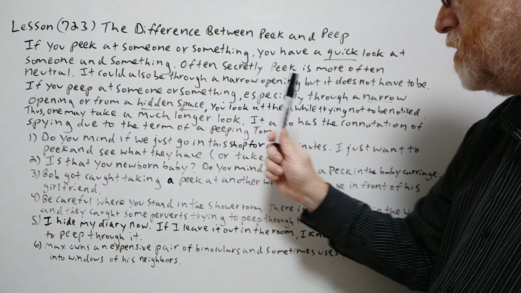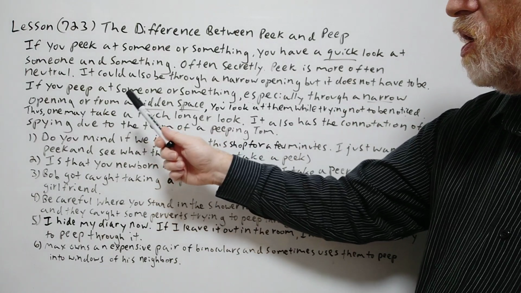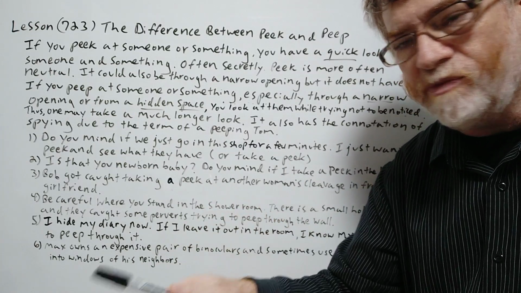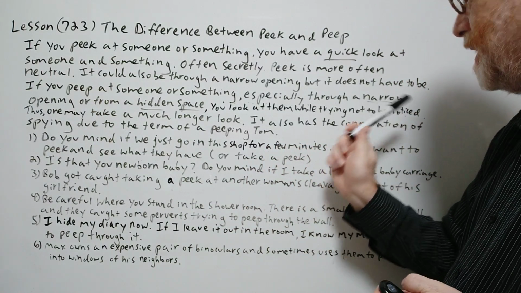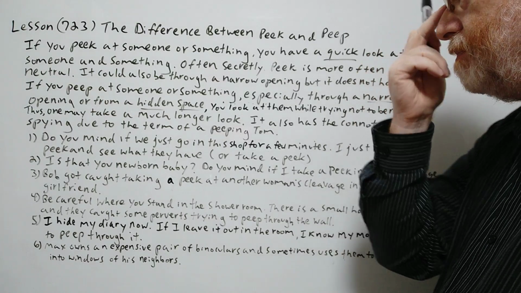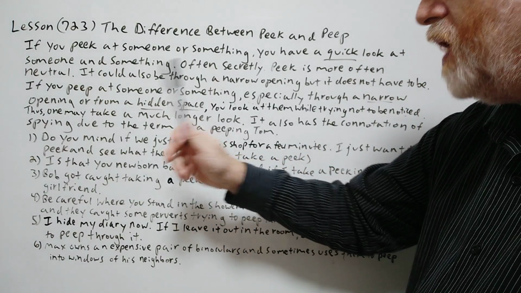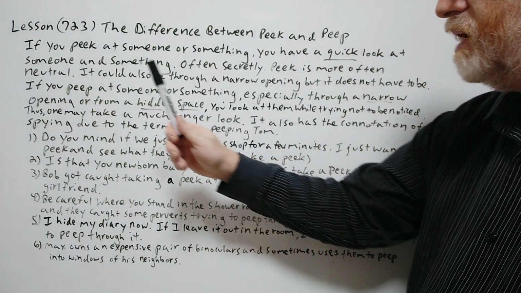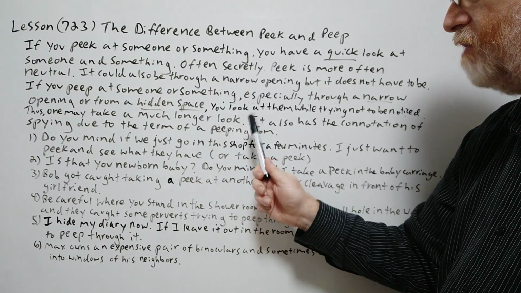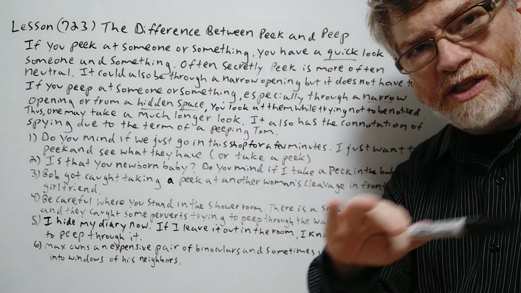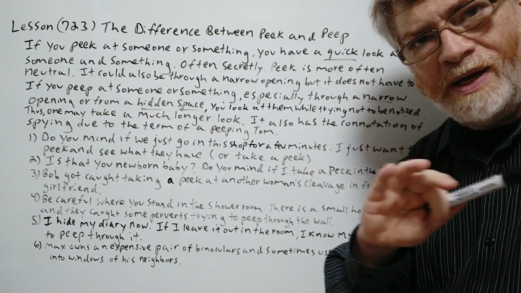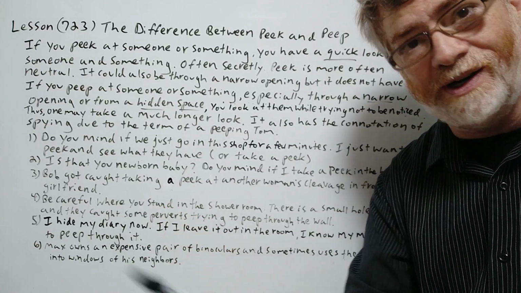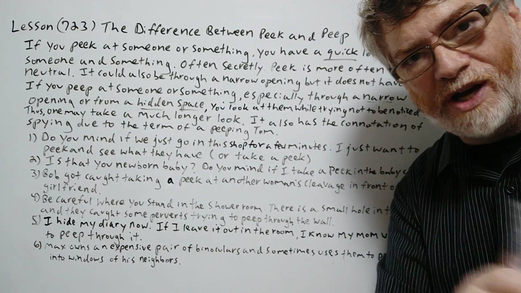All right. If you peep at someone or something, especially through a narrow opening or from a hidden space where other people cannot see you, you look at them while trying not to be noticed. Okay, good. Thus, one may take a much longer look. It also has the connotation of spying due to the term peeping Tom. So peek tends to be quick and fast. Peep, because you think you're not being seen or noticed, you may look for a lot longer. You're not necessarily rushed or hurried to do it.